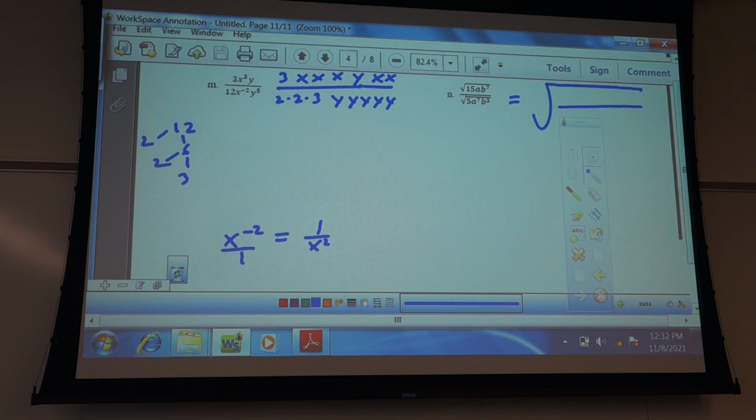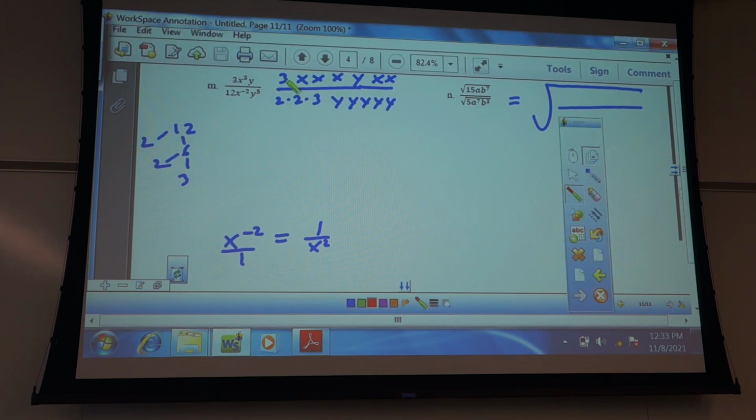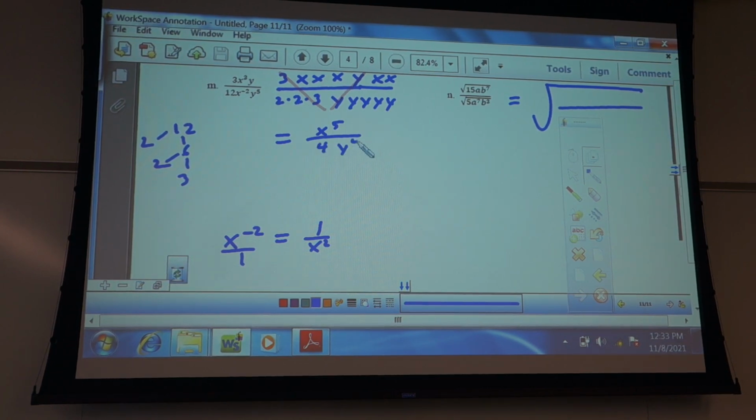Now I'm going to look for what I can cancel out between them. Let's see, a 3 and a 3, those go away. And then a y and a y, those go away. So what am I left with? Well, on top, I have 1, 2, 3, 4, 5 x's, x to the 5th. On the bottom, I have 2 times 2, which is 4, and 4 y's, y to the 4th. So there's my final answer.